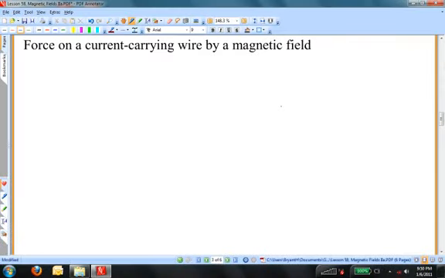The next topic we want to take up is the force that's exerted on a current-carrying wire by a magnetic field. We've already talked about the force on a charged particle moving in a magnetic field. That's called the Lorentz force. Let's remind ourselves of that. We used a right-hand rule to determine the direction of the force. We let the fingers of our hand, if this is a positive charge, we would use our right hand. If it were a negative charge, we would use our left hand.